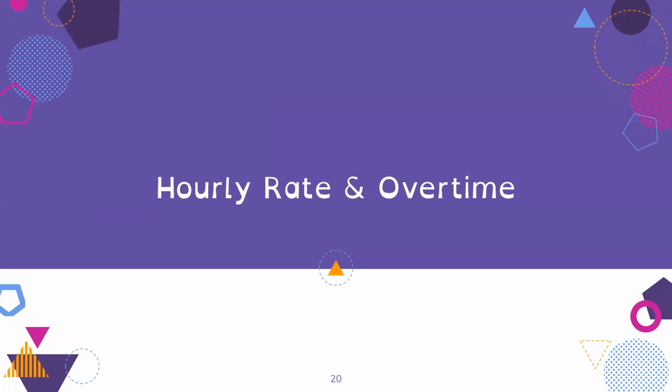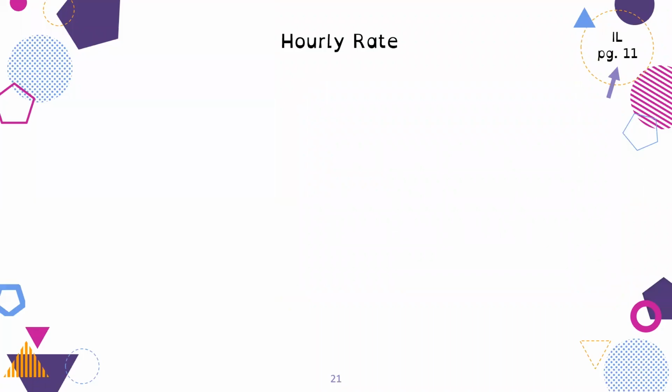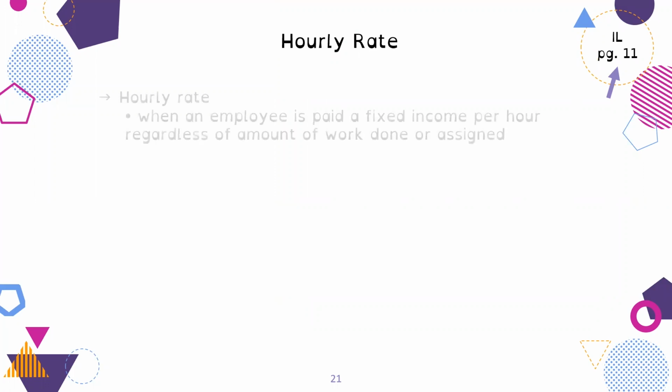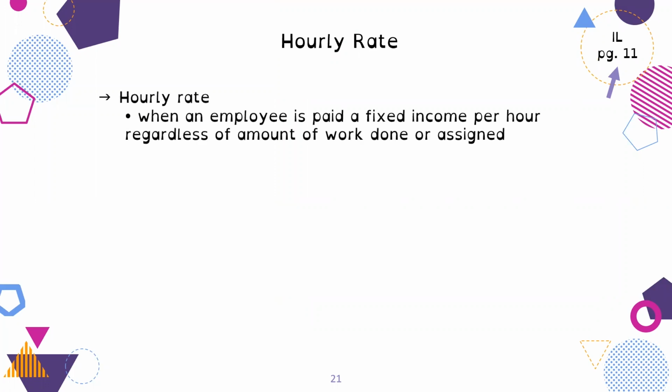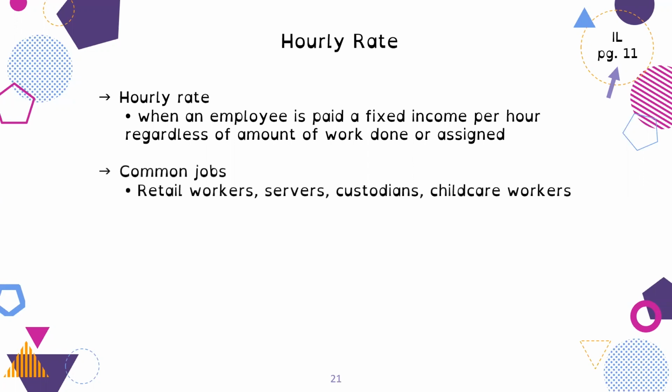All right, hourly rate and overtime. So hourly rate, this is on page 11 of your IEL booklet. This is when an employee is paid a fixed income per hour, regardless of the amount of work done or assigned. So if you work 1 hour, you get this much pay. You work 2 hours, you get double the pay, and so forth. It's not like piecework where you get paid for the amount of work that you're doing. You get paid for the time that you put in. Common jobs that are paid with hourly rate are retail workers, so people who work in stores, servers at bars and restaurants, custodians, childcare workers. Lots of people work at an hourly rate.